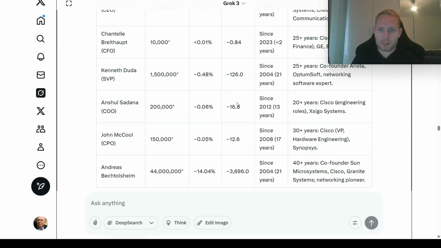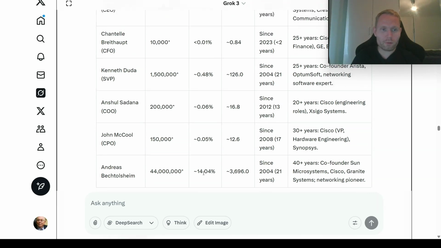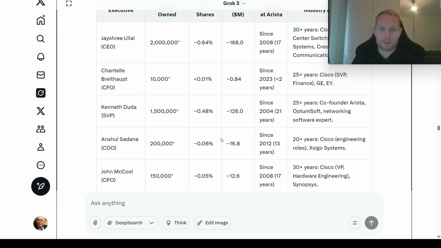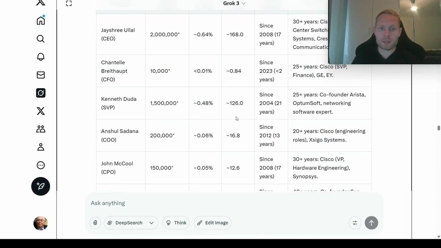We can see the co-founder Andreas Bechtolsheim, or however you pronounce that, has 3.6 billion in the company, 14%, and the co-founder here, Kenneth Duda, is still working in the company and has shares worth 126 million. So a lot of skin in the game, and we just got all of these details by doing one simple prompt.